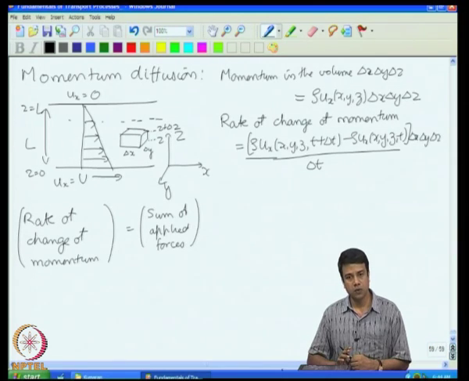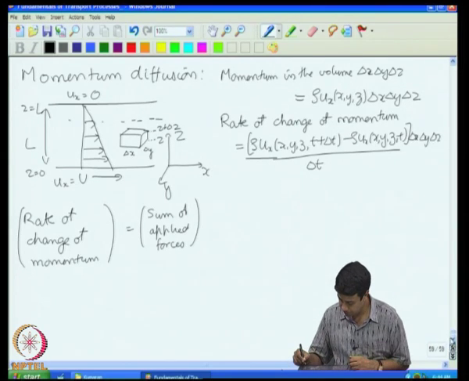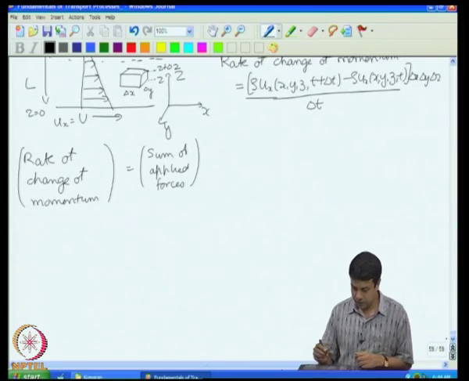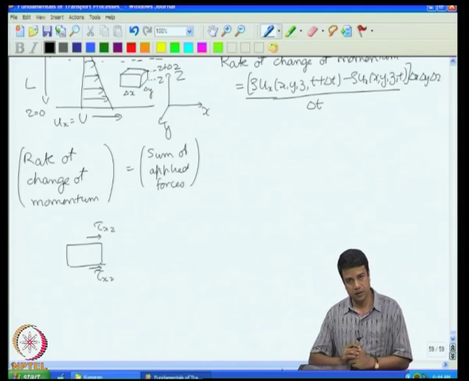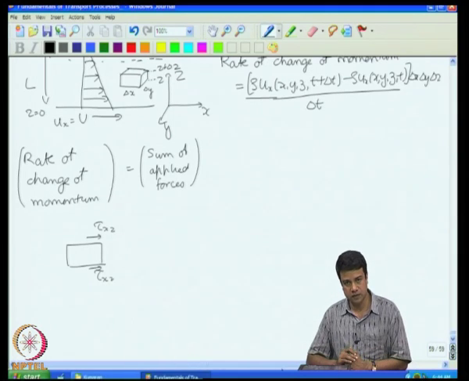What about the sum of forces? We have to be a little bit careful here in how we define things as far as the sum of forces is concerned. So, I have some differential volume, and there is a shear stress acting on the bottom surface as well as on the top surface. There are shear stresses acting on both surfaces.